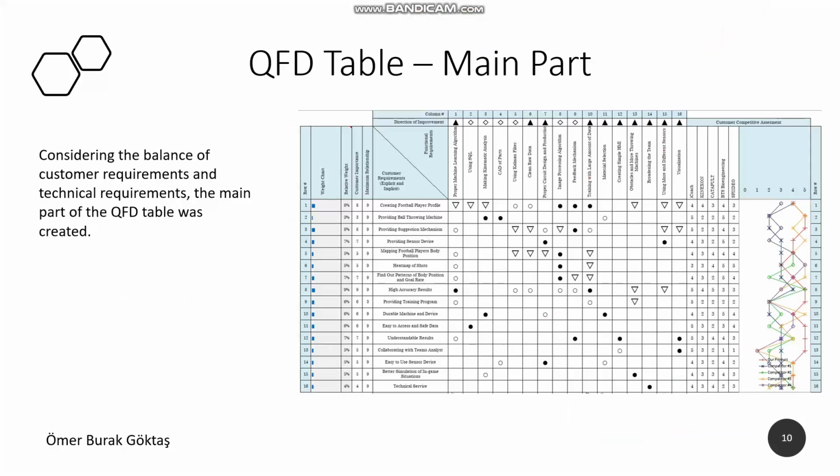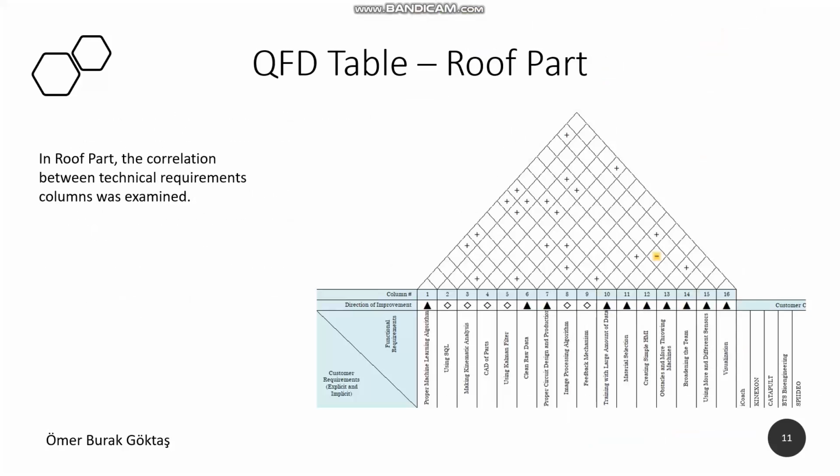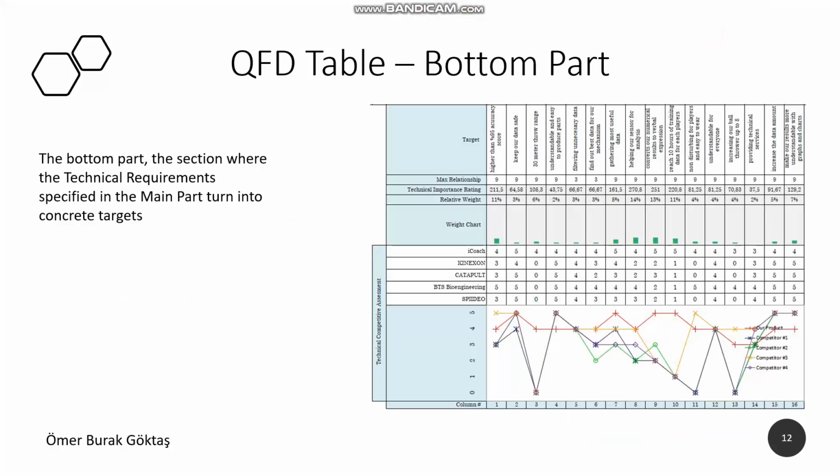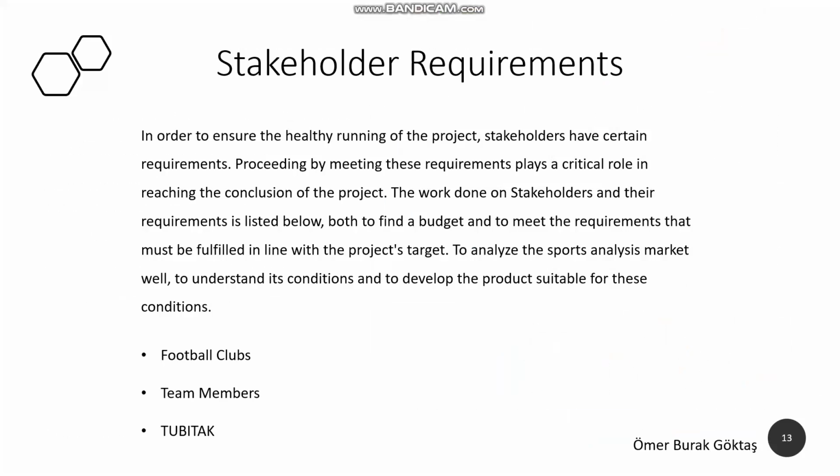QFT has been prepared for our project. Thus, we determined the expectations of our customers from us. We have also chosen the technical requirements we need to meet these expectations. Here you can see the main part of the QFT table. In the roof section of the QFT table, the relations between the technical requirements are examined. In the lower part, concrete targets of technical requirements were determined and competitor analysis was made.